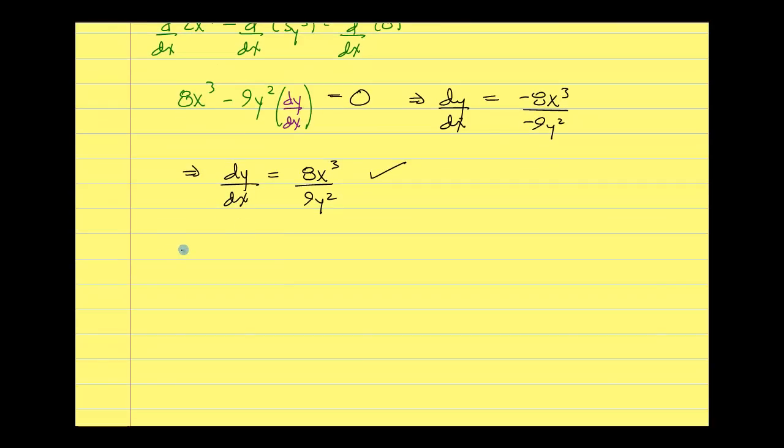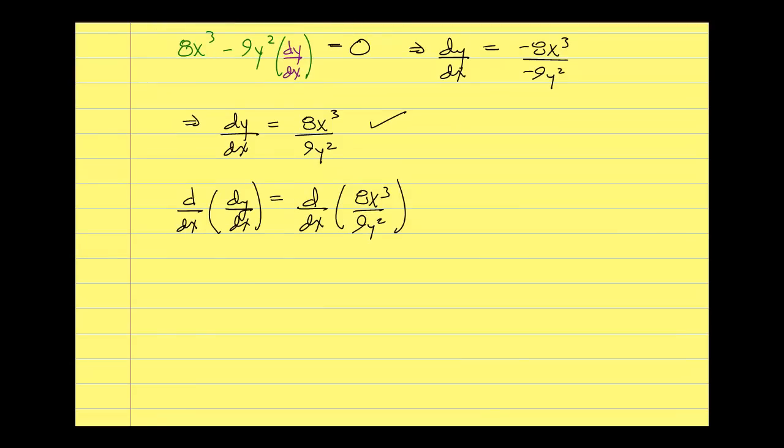Okay, now I want to find the second derivative. Well, one way to denote the second derivative is to take the derivative with respect to x of dy dx. And whatever you do to one side, you do to the other. So the derivative with respect to x of 8x cubed over 9y squared.